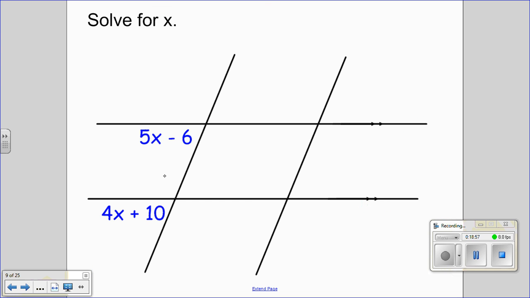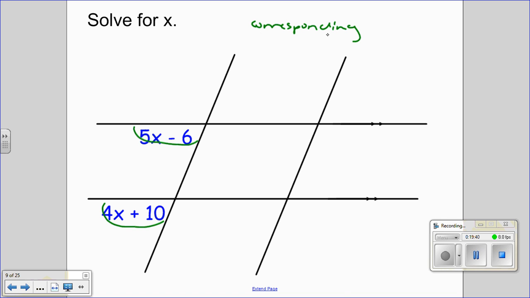All right, on this one, they would like for us to solve for x. So if I look at the placement of the given angles, 5x minus 6 is in this corner, 4x plus 10 is in this corner. Since both of them are on the left of the transversal, which is this little diagonal that connects both angles, and they're both beneath the lines that are presumed to be parallel, then they are corresponding angles because they're in the same position.